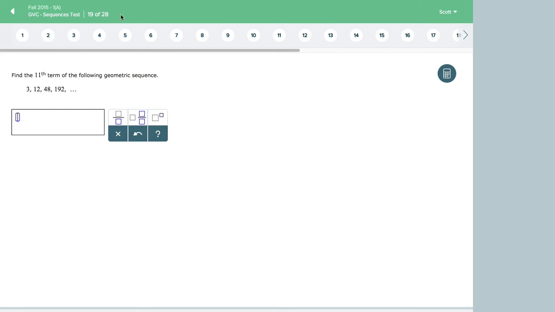Next type of question, number 19, is going to be a geometric sequence. What's the 11th term? Well, to find the nth term, we want to use the equation a sub n equals a sub 1 times r to the n minus 1 power, and it can be in or out of the parentheses. It doesn't matter, whichever one. So let's plug in what we know. We're going to plug in for here, and then again for right here.